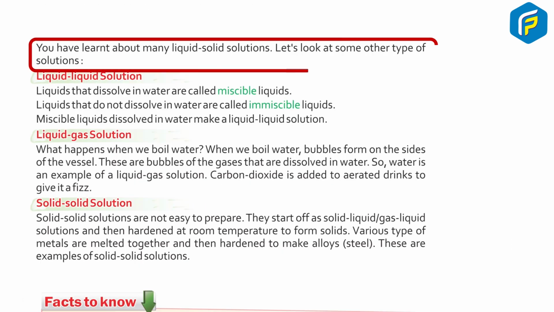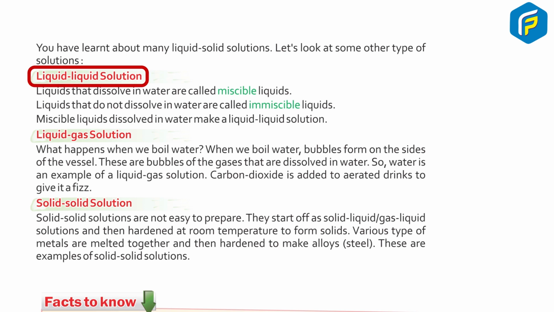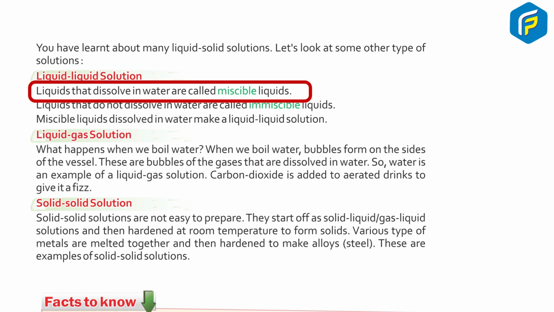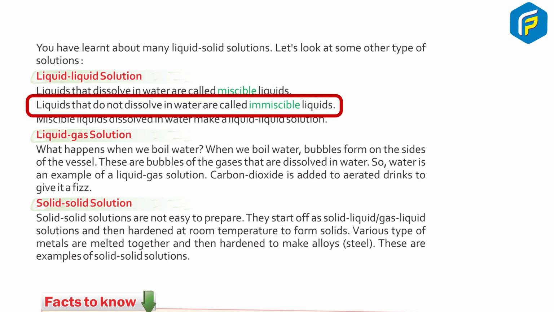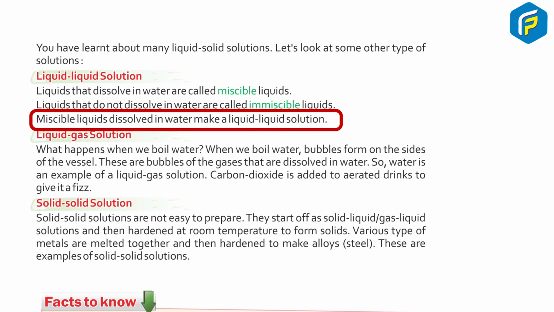You have learned about many liquid-solid solutions. Let's look at some other types of solution. Liquid-liquid solution. Liquids that dissolve in water are called miscible liquids. Liquids that do not dissolve in water are called immiscible liquids. Miscible liquids dissolve in water to make a liquid-liquid solution.